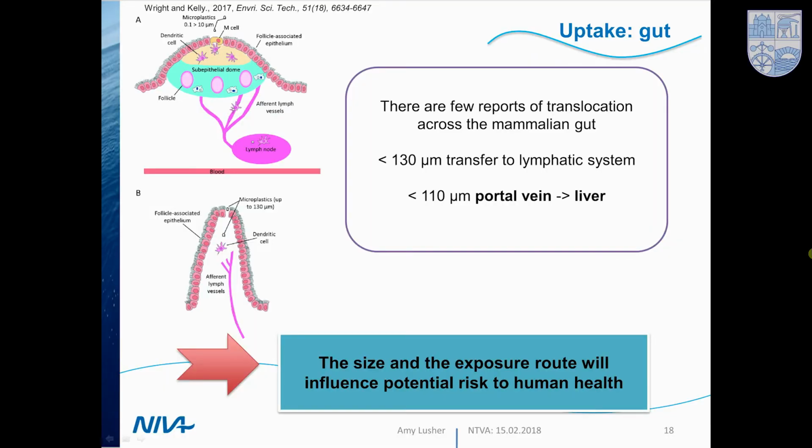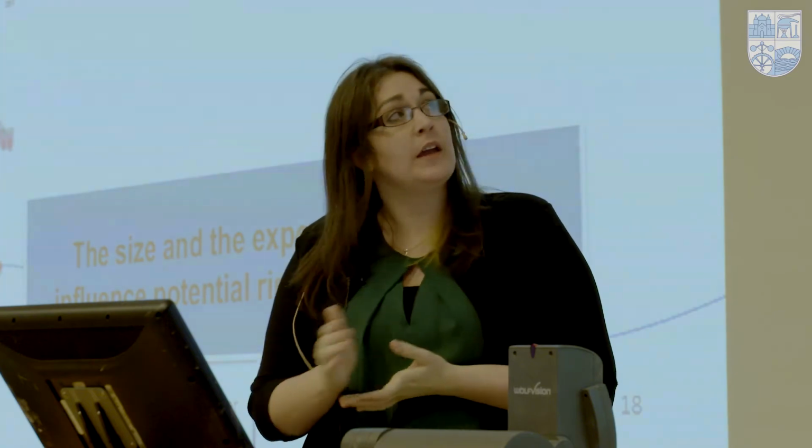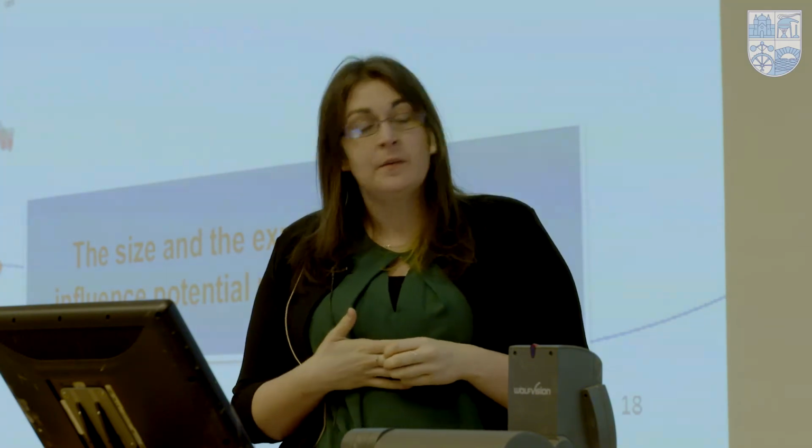These are very complicated images, so you don't have to look at them if you don't want to. But I just wanted to say that if we're taking plastics in through food and drinking water, and plastics enter our digestive tract, what happens? Well, there are very, very few reports of the translocation of plastics from within the gut to outside of the gut. Although, if particles are less than 130 microns, they can transfer into the lymphatic system. There have been some mammalian studies that show that. And less than 110 can transfer from the portal vein into the liver. Now these are mammalian studies based on dogs and rats.